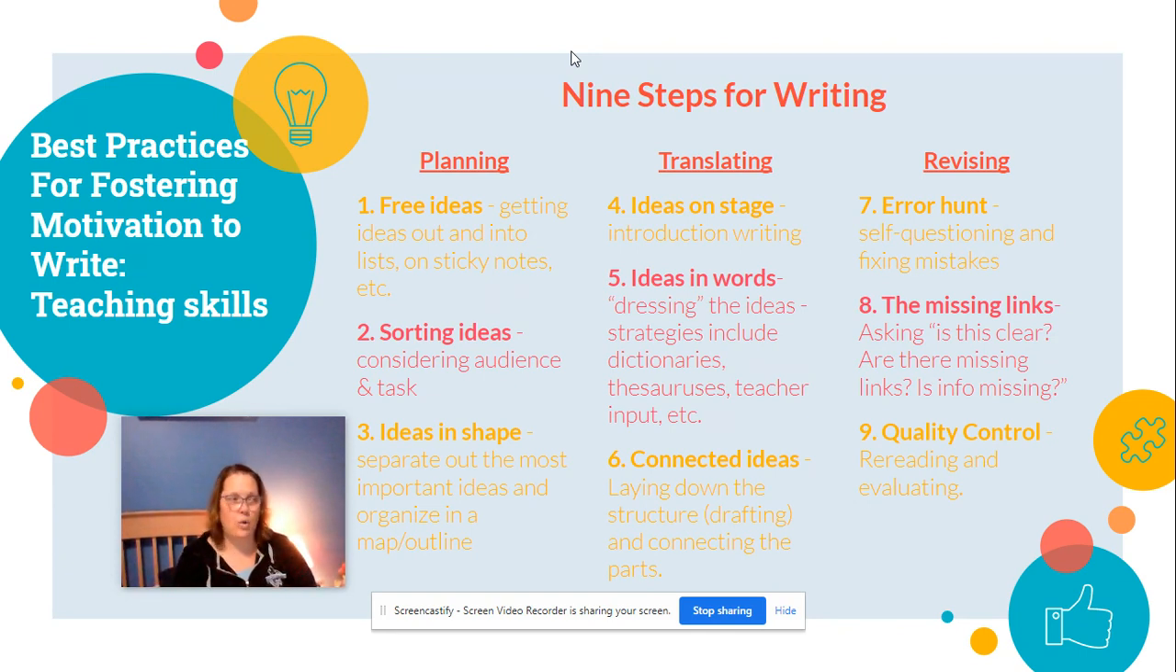Then you want to dress your ideas in words. Now we need to figure out what kind of word choice we are going to use. What are the best transitions for this type of writing? What is the language of this genre? So if you're looking at informational writing, how-to, things like first, second, third, those are the kinds of things we teach little kids to do, right? Next, finally, those are the kinds of transition words we want to teach kids. And then the last thing in the translating is connecting the ideas. You're laying down the structure, you're drafting, you're connecting all the parts, you're putting it all together, and then you're wrapping it up at the end.